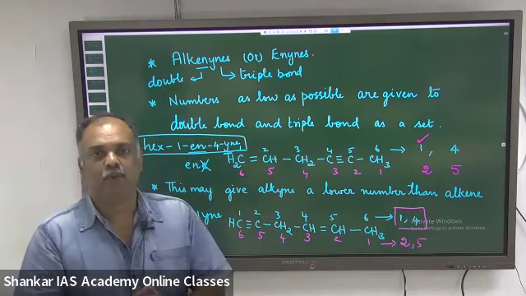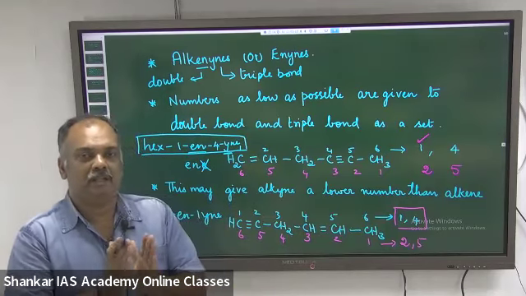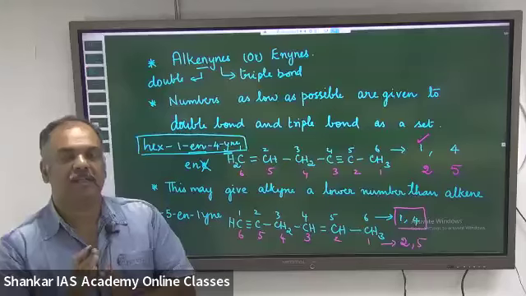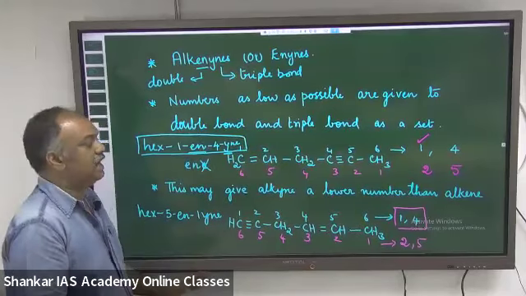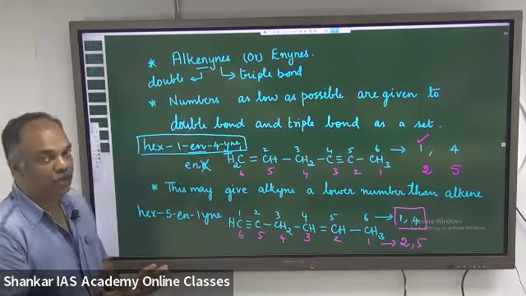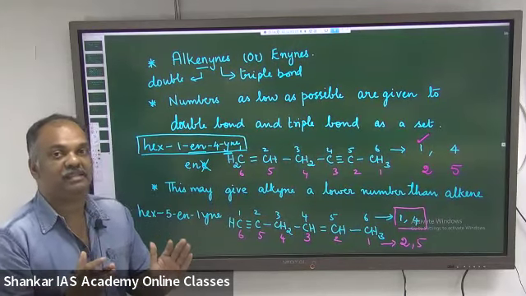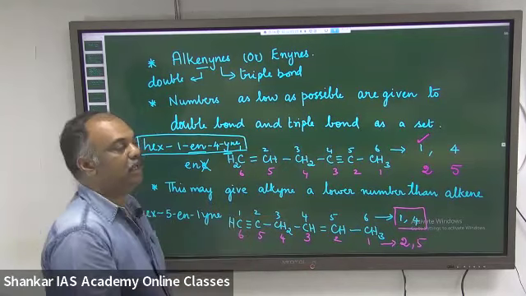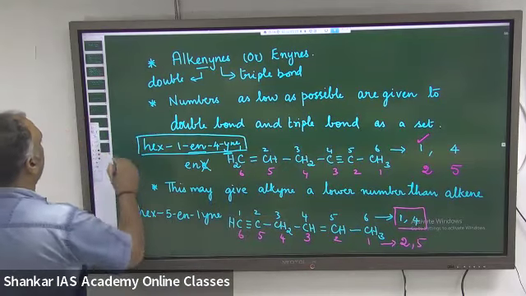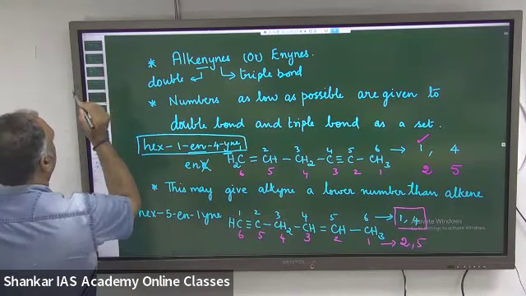Alkynes, you have to write as the suffix. And while numbering, you have to give the lowest locant. You have to take them as a set and then give them the lowest number. Okay. Now, the next one.